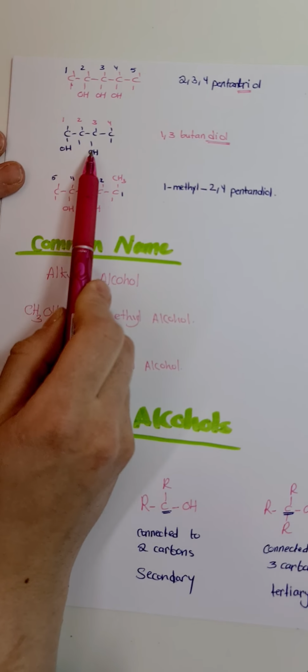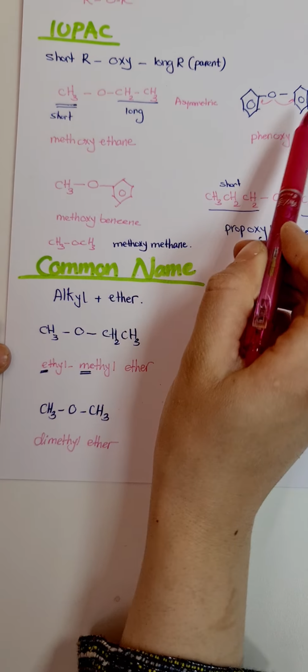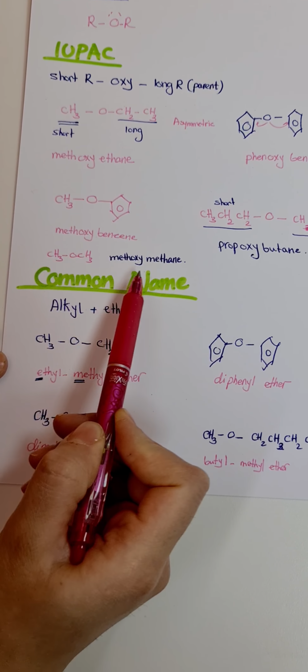Here, this one is shortest, so it is methoxybenzene. Here, this one is the short, propane, so it will be propoxy. And this one is the longest one, so it is butane, propoxybutane. Here, both of them are the same, so one of them will be a branch, the same as this one, so it will be methoxymethane.